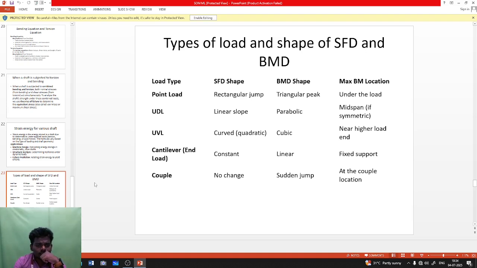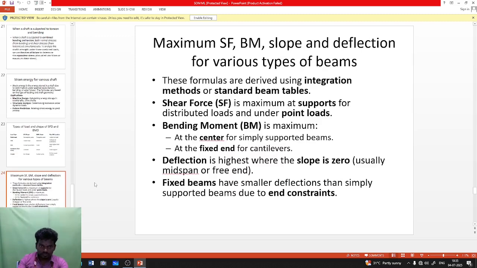For a cantilever with the load applied at the free end, the shear force diagram is constant and the bending moment diagram is linear, and the maximum bending moment is located at the fixed support. For a couple, there is no change in the shear force diagram and a sudden jump in the bending moment diagram. At the couple location, the maximum bending moment will occur.